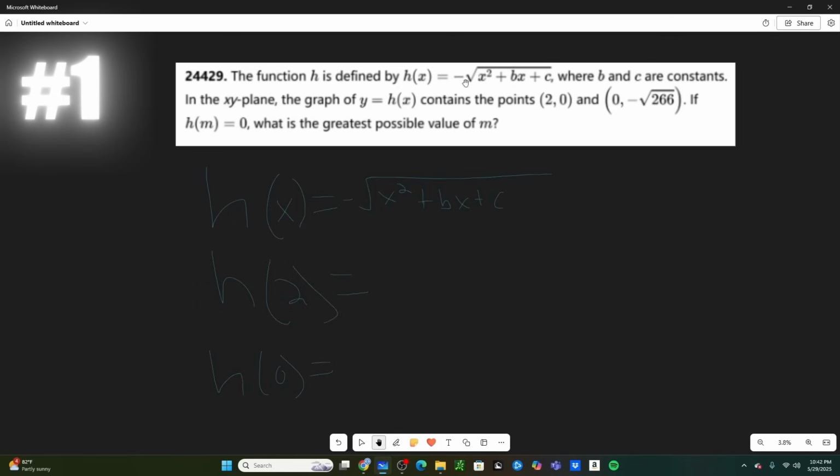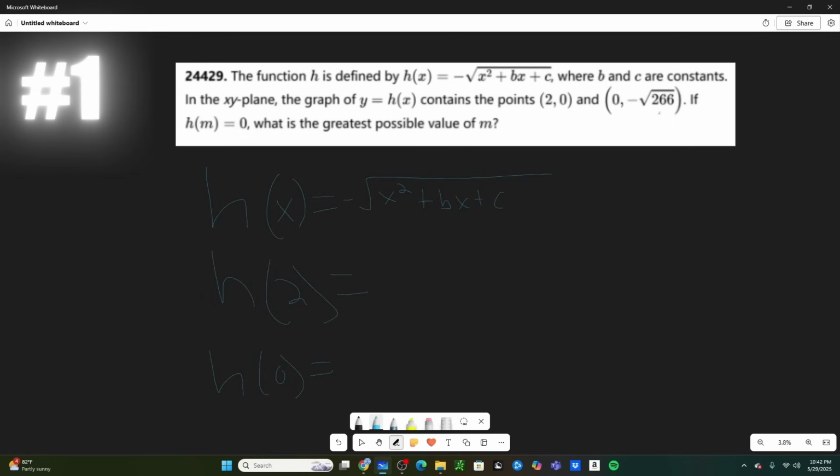The function h is defined by this equation where b and c are constants. And in the xy plane, the graph of this equation contains these 2 points. If h of m equals 0, what is the greatest possible value of m? So when you see questions like this, the first thing you want to know is how can I find those constants? How can I find the value of b and how can I find the value of c?